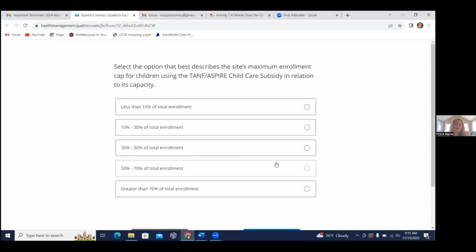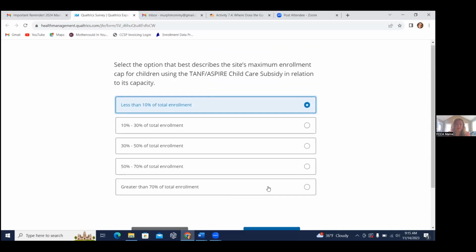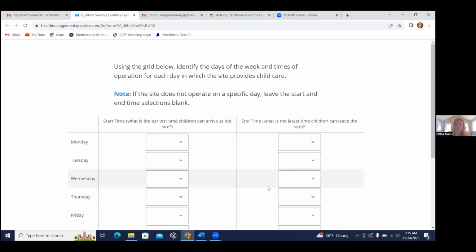Select the option that best describes the site maximum enrollment for children using TANF and Aspire. I'm going to say less than 10%. That's the percentage of kids on the subsidy out of your whole population.